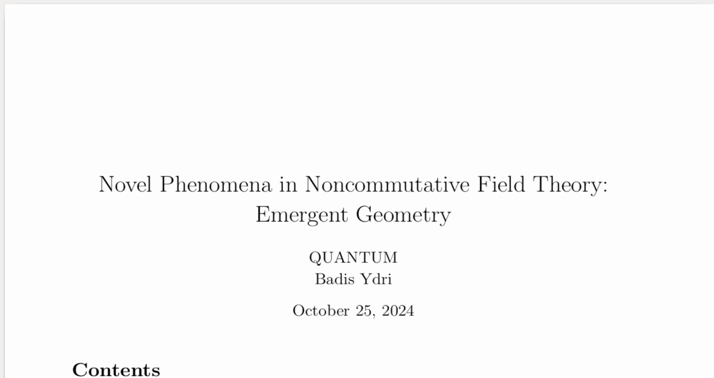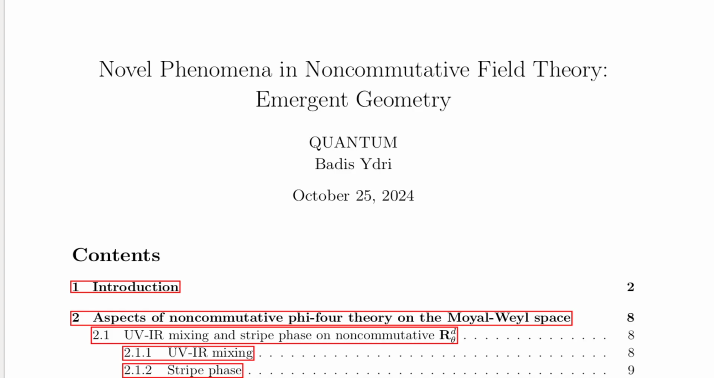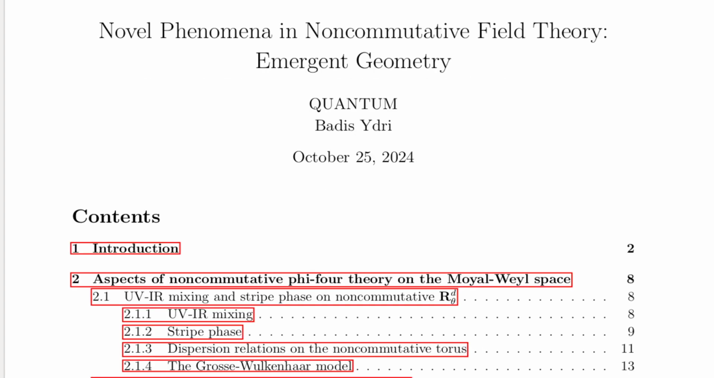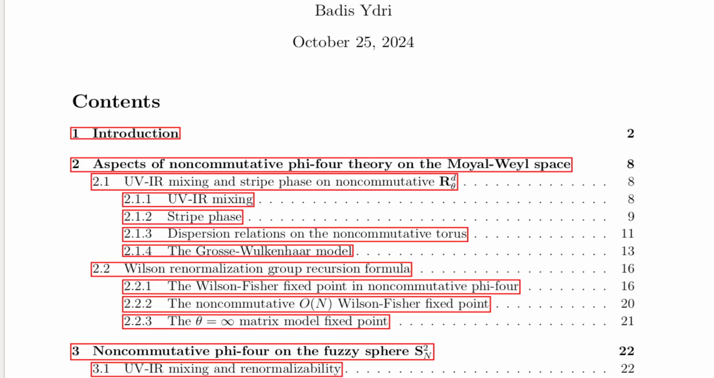We'll explore concepts today from the work Novel Phenomena in Non-Commutative Field Theory, which reimagines the fabric of spacetime itself. Specifically, we're examining the idea that non-commutative geometry can be thought of as a first quantization of space, and emergent geometry as a second quantization. This two-step quantization approach redefines our understanding of spacetime, suggesting it might arise dynamically rather than being a fixed backdrop. Let's break down what this all means.